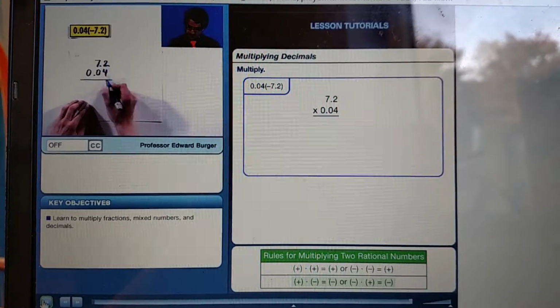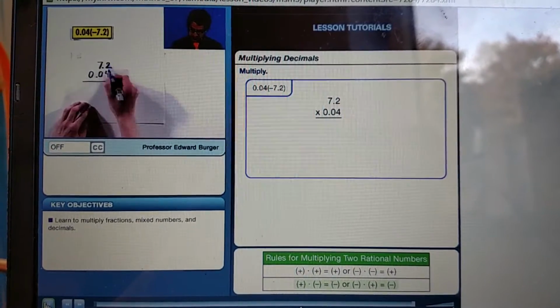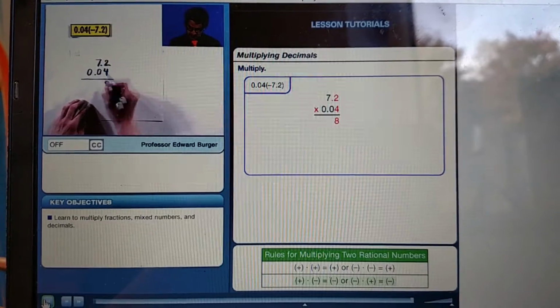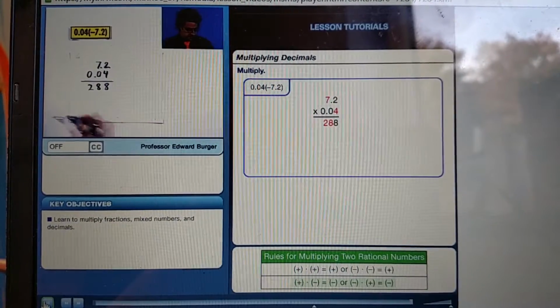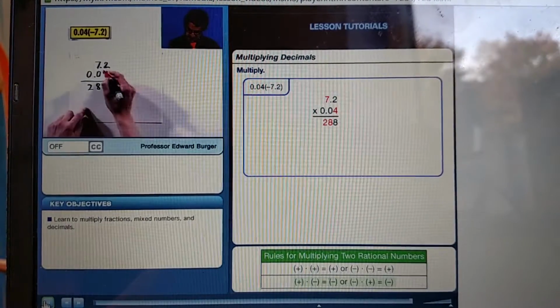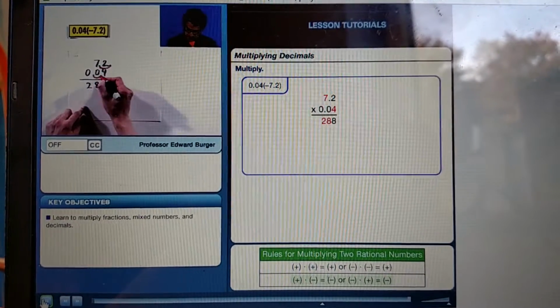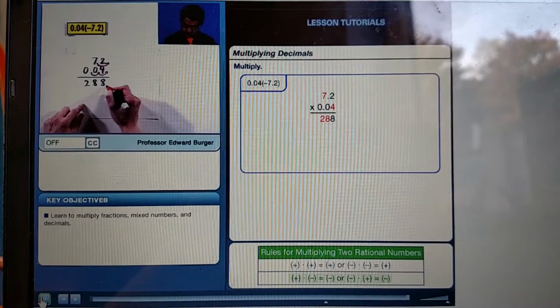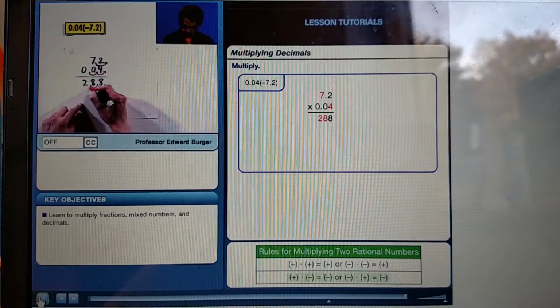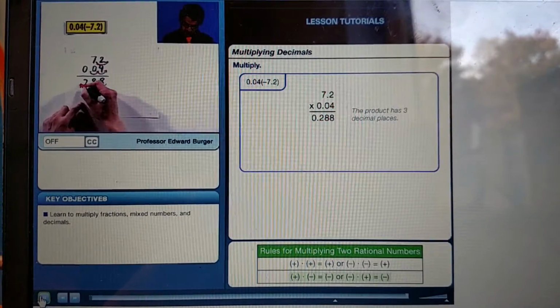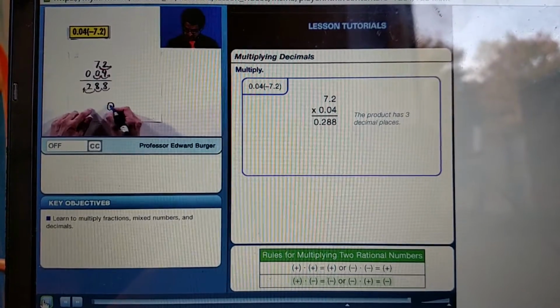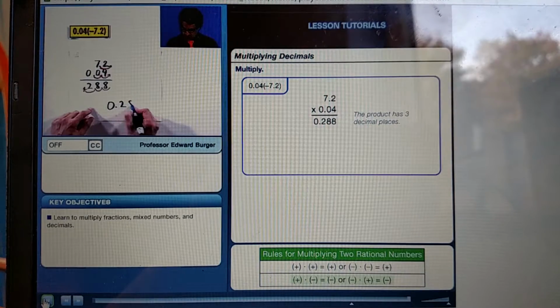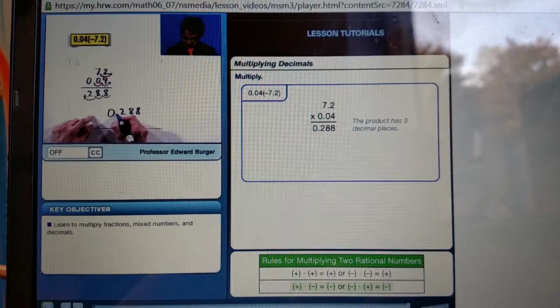And so I can just do the multiplication. So this is going to be 4 times 2 is 8, and 7 times 4 is 28. And what about the decimal stuff? Where do I put the decimal? Well, I have to slide this decimal over 1, and this one over 2, 3. So a total of 3. So I start here, 1, 2, 3. So I should put the decimal point right there. And so I see that my answer is going to be 0.288.